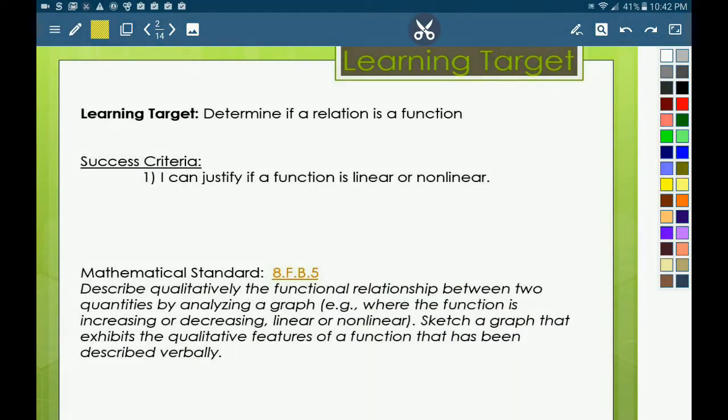So today's learning target is going to be to determine if a relation is a function. Remember, a relation is any set of ordered pairs, any set of coordinates. So we're going to determine if those relations are functions, and specifically focusing on our success criteria of justifying if a function is linear or nonlinear. That means we're going to need to talk about what it means to be linear or nonlinear.